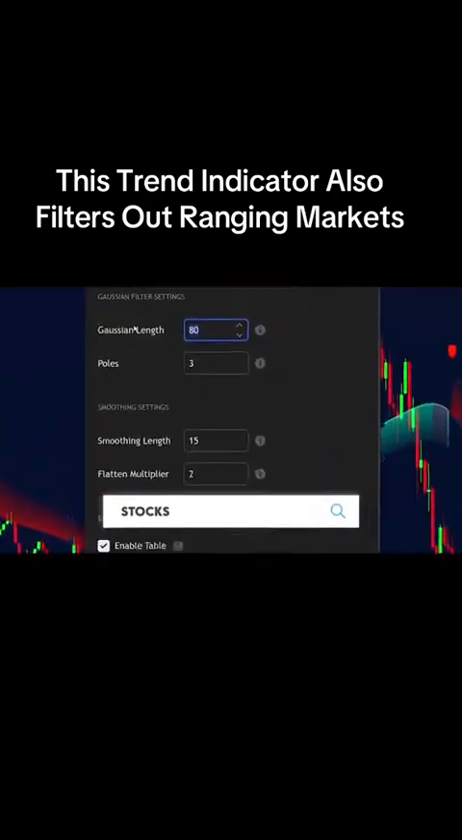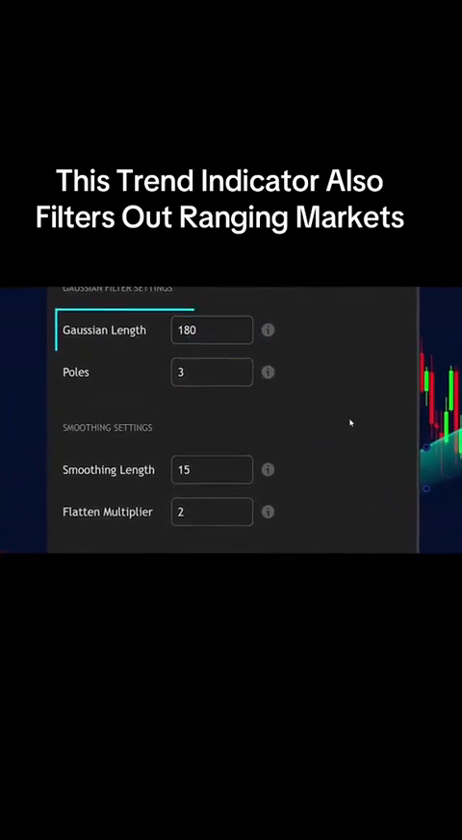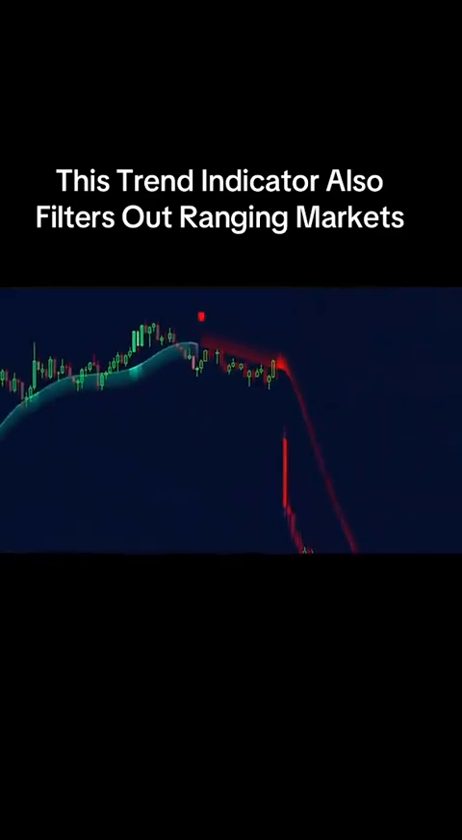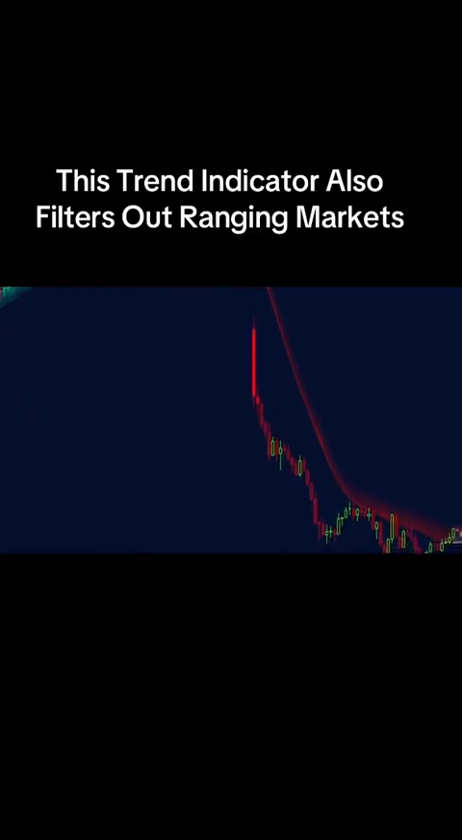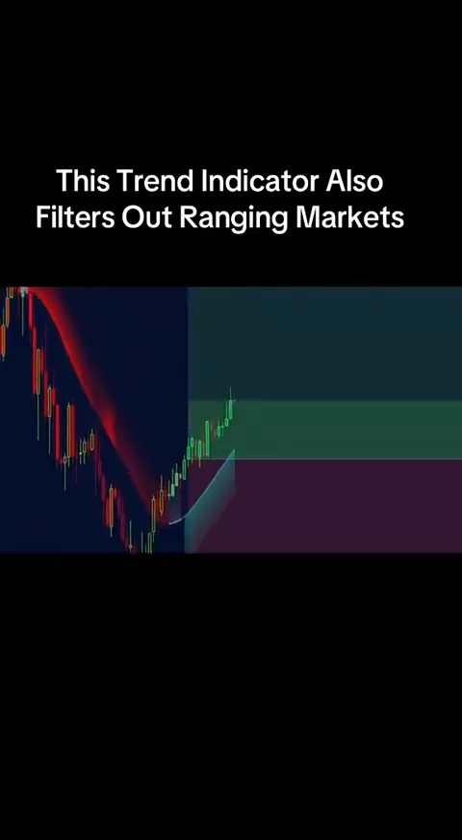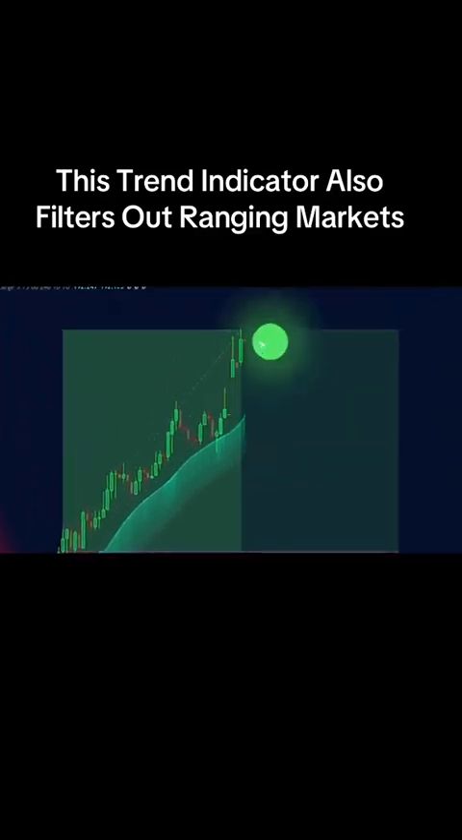For stocks, set Gaussian length to 180 for systematic trend following focus, primarily on daily time frame signals. Combine with volume analysis for gap plays and earnings reactions. These market-specific settings give you a complete system for any trading environment.